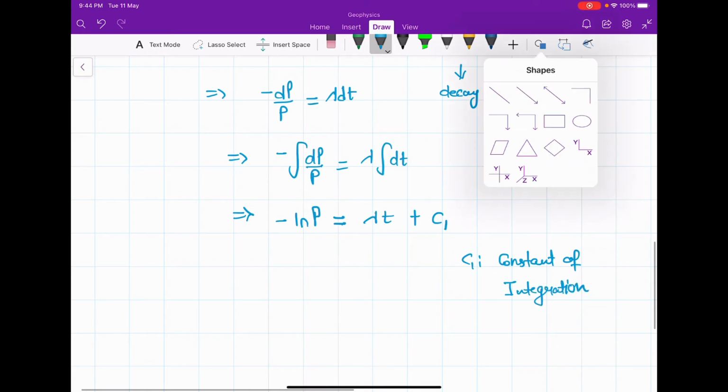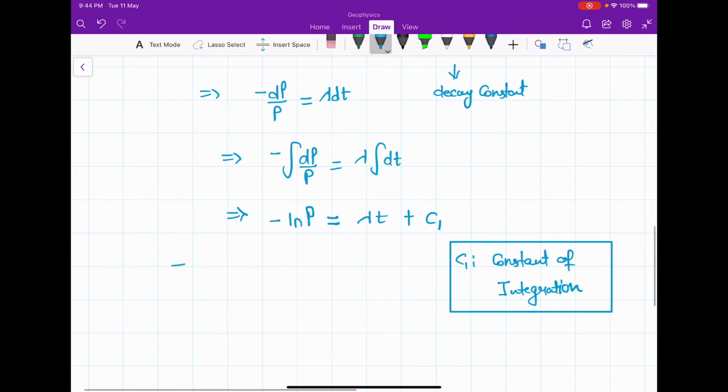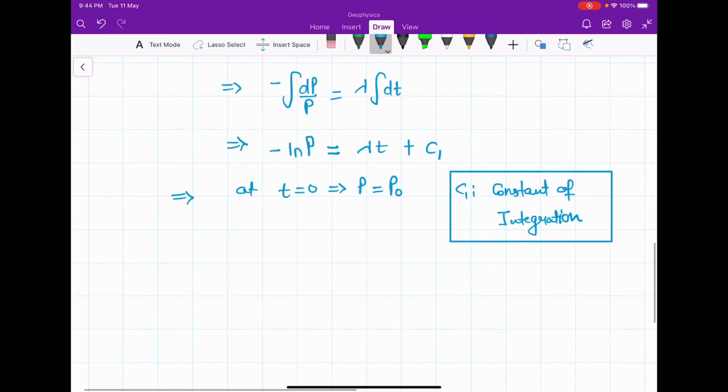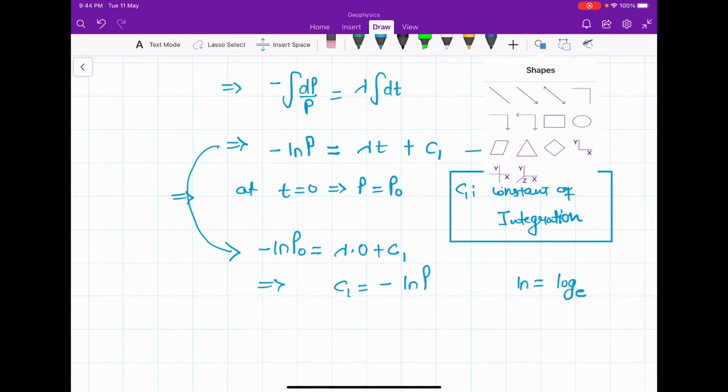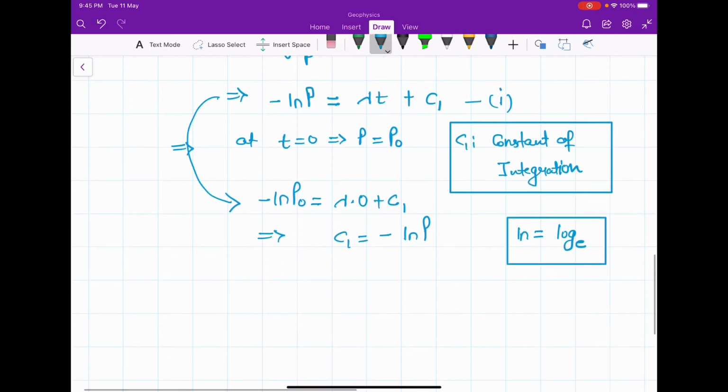So here we have to find the value of c1. At t equals 0, P is P naught, that is, initially the amount of parent nuclide is P naught. So this equation, if we consider it as equation 1, will give minus ln P naught equals lambda into 0 plus c1. So that will give c1 equals minus ln P naught, or you can write ln as log with base e. So here ln is log e.